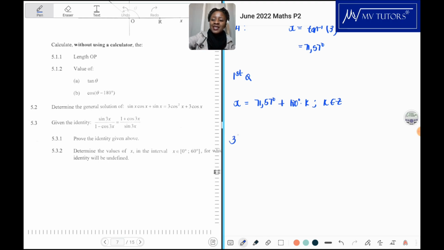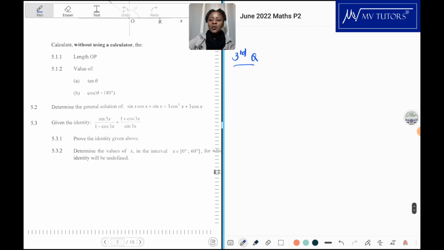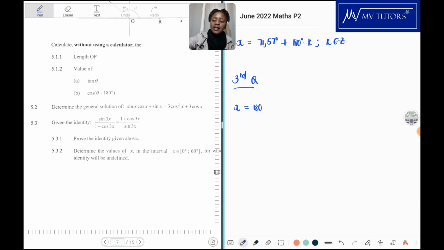We need to also get the general solution for the third quadrant. And in the third quadrant, we know that is where we have 180 plus theta. So here we have 180 minus theta. This is 180 plus theta. And this is 360 minus theta. So 180 plus theta: x is equal to 180 plus 71.57 plus 180 times k, where k is an element of integers.